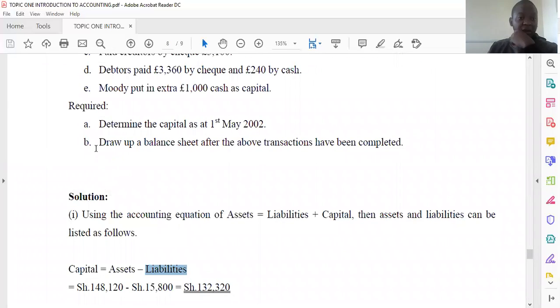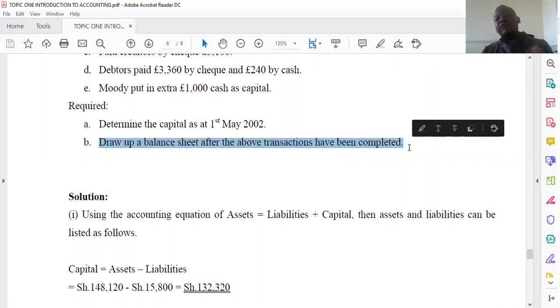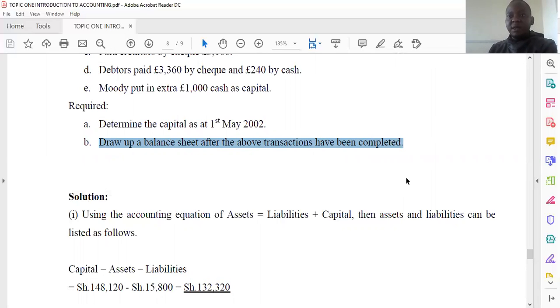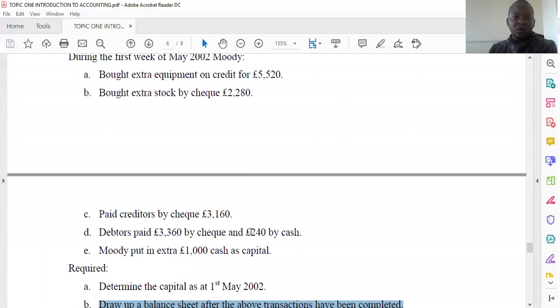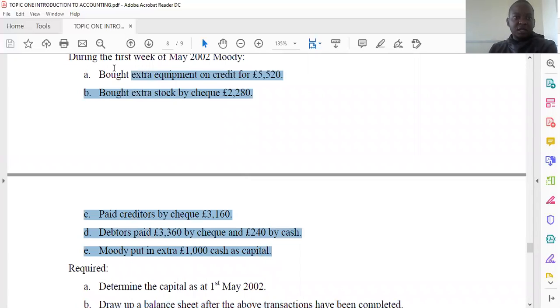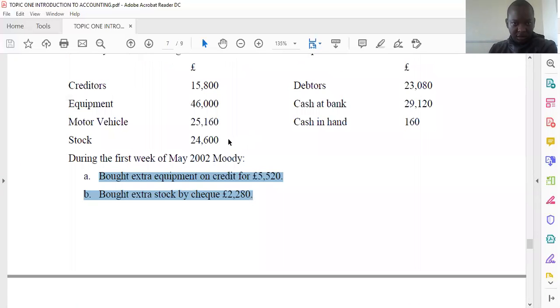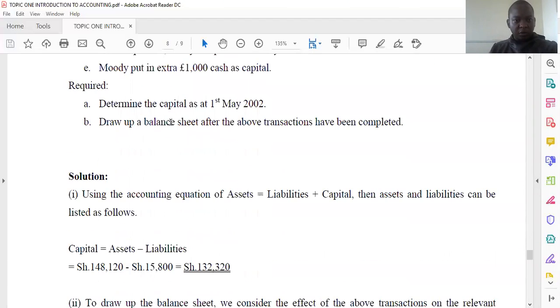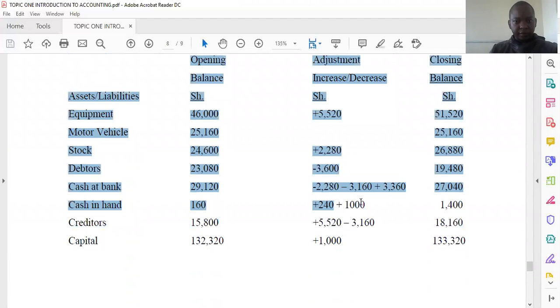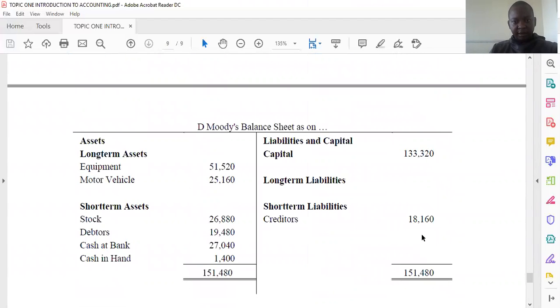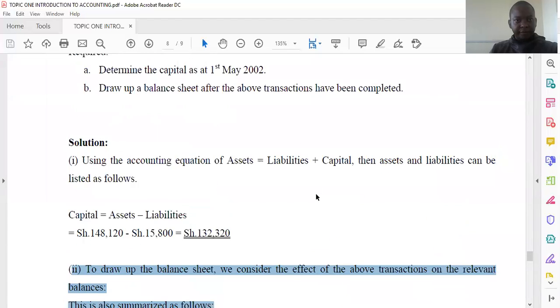And then the other part of the question, we are required to draw up a balance sheet after the above transactions have been completed. To draw the balance sheet, we need to take into consideration the effect of these transactions on the above balances. So we have the workings shown here. You look at them.